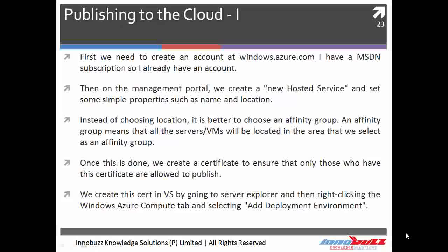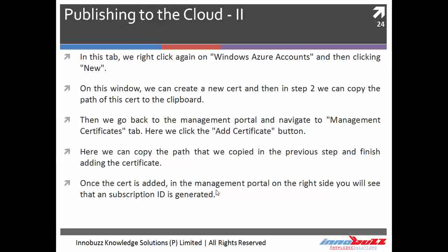An affinity group means that all the servers, virtual machines, will be located in the area that we select as an affinity group. Once this is done, we create a certificate to ensure that only those who have this certificate are allowed to publish. This is a security measure. We create this certificate in Visual Studio by going to Server Explorer, then right clicking the Windows Azure component tab and selecting Add Deployment Environment.